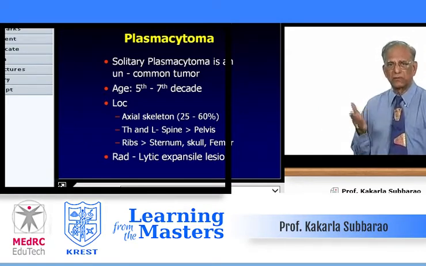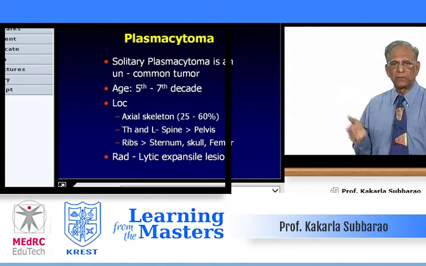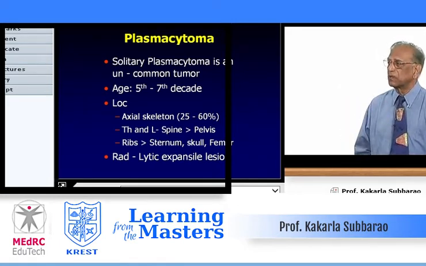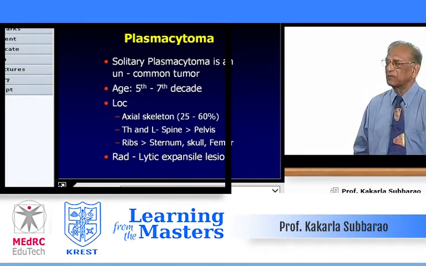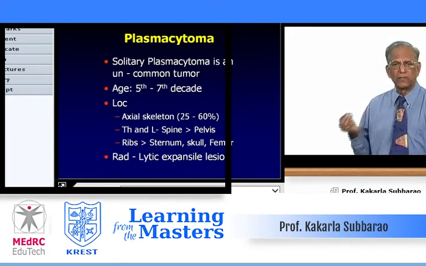Well, in the differential diagnosis we mentioned hemangioma, plasmacytoma, metastasis, eosinophil granuloma, etc. Solitary plasmacytoma is an uncommon tumor. Age 5th and 7th decades. Location: axial skeleton 25 to 60%. Thoracic and lumbar spine more common, and then pelvis, ribs, sternum, skull and femur. Actually no bone is exempt. We have seen plasmacytoma in the humerus, tibia, etc.